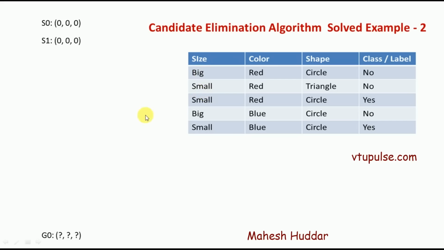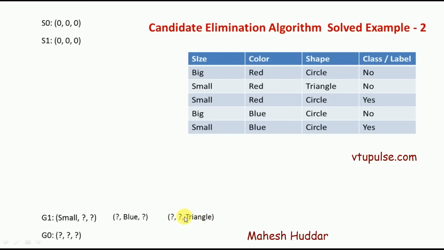Similarly for the second question mark, the value present is red, the opposite value is blue. So we will write question mark, blue, question mark. For the third question mark, the first 2 question marks we will retain as they are. For the third question mark, we have circle here, and the opposite value is triangle. So we will write question mark, question mark, triangle as the hypothesis. So we have written 3 hypotheses.